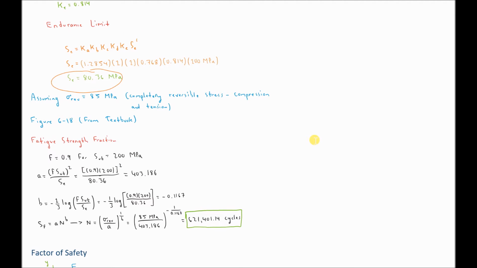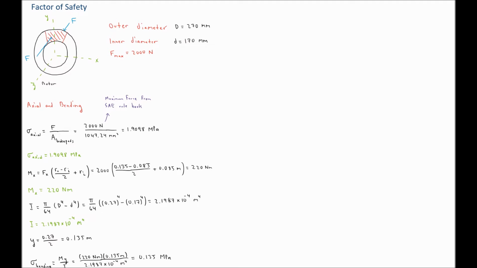Next we can find the fatigue life. From the textbook we found a fatigue strength fraction of 0.9 for an ultimate tensile stress of 200 MPa. We then plug in the values to find A and B, which we plug into another equation. Assuming a completely reversible stress of 85 megapascals, we plug that into the equation and get the number of cycles as around 621,000 cycles.